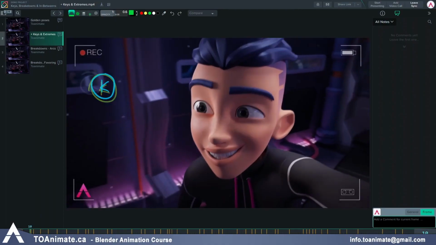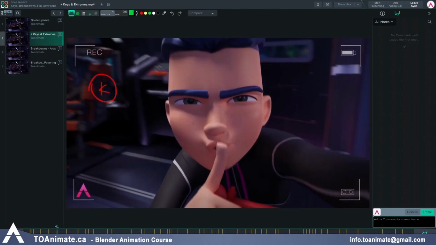depending on the look. Now on frame 41, this is the last frame of Max doing the shush pose with his hand and his expression before he turns away. So again, you need to key these areas to let the computer know to hold your pose.